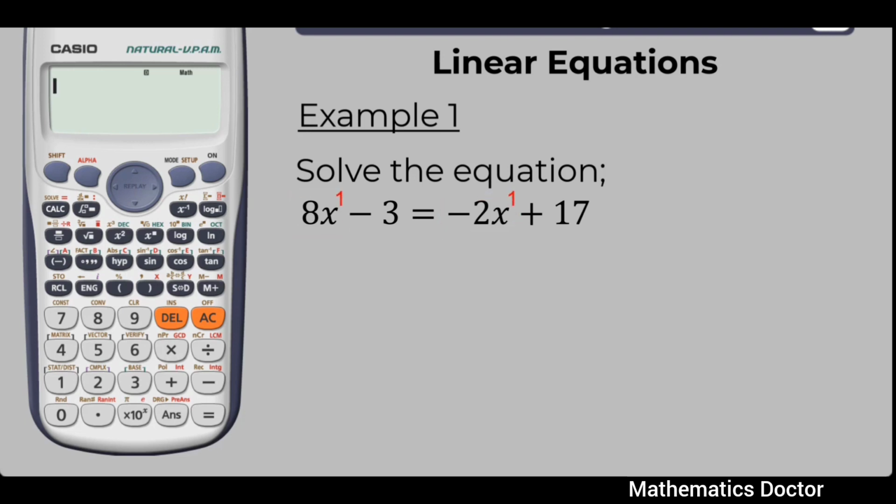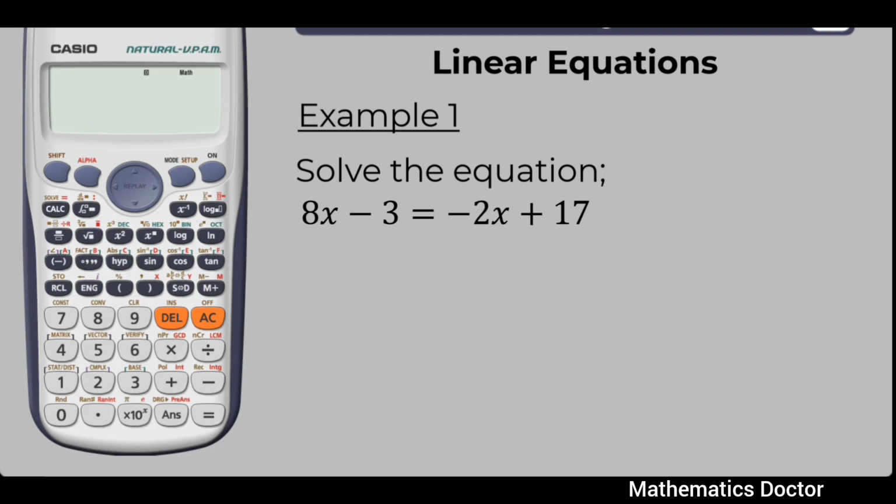That is to say there is no exponent. For 8x, you realize that it is 1, no exponent. And for negative 2x, you realize that the exponent of x is 1. That is to say no exponent. So all linear equations have exponents of 1. So take note of that. And they also have the equal sign. So we have to input the equation on the calculator to begin the whole thing.